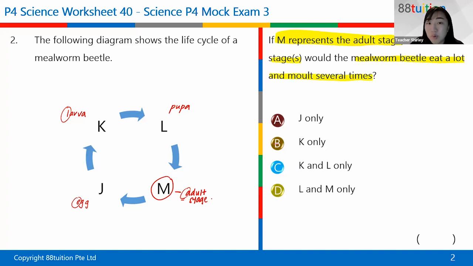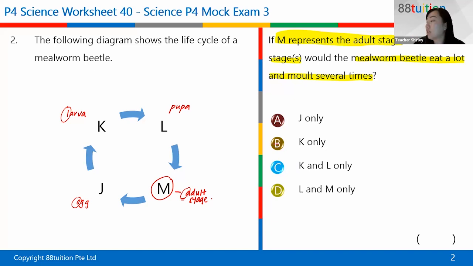It will eat a lot and it will molt as well, okay? So someone type in the chat, Xander says larva. Yes. Only at the larva stage will it eat a lot and molt several times. In the pupa stage, actually, it's quite dormant. It's not really eating and it's just like in hibernation mode, right? Of course, the egg is not eating. When the eggs are laid, it's just over there. It's not moving, it's not eating or molting or anything.